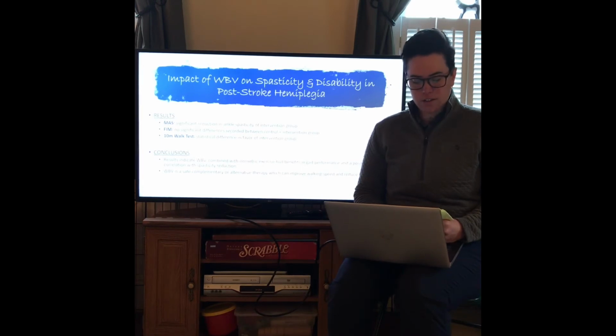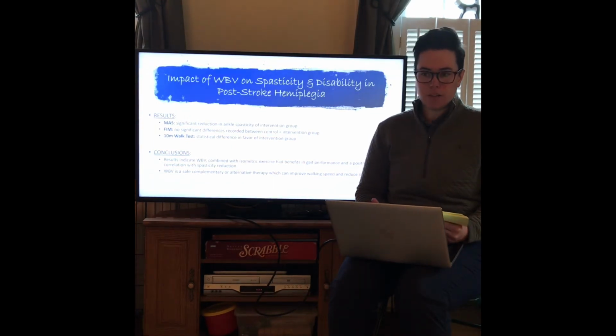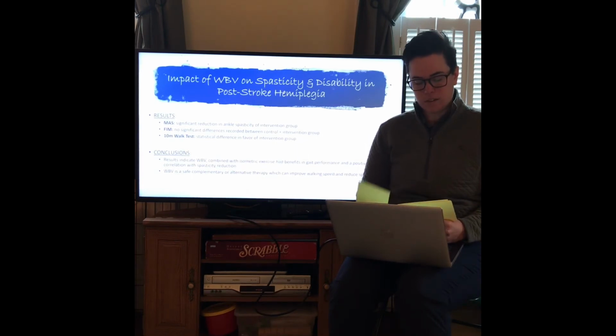So the conclusions for this study indicate that the whole body vibration combined with isometric exercise had benefits in gait performance and a decrease in spasticity, and that whole body vibration is a safe complementary or alternative therapy to decrease spasticity and increase walking speed.